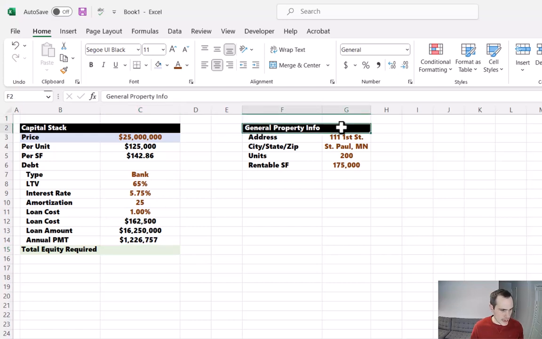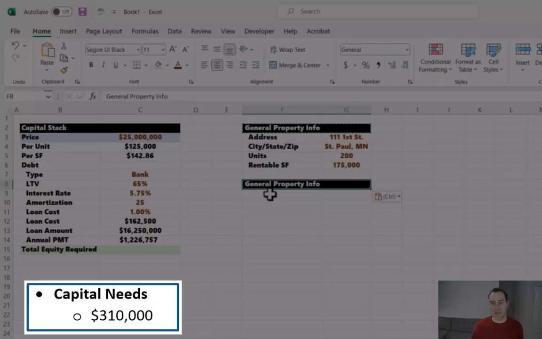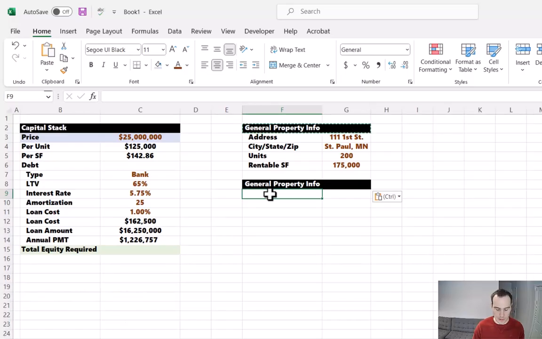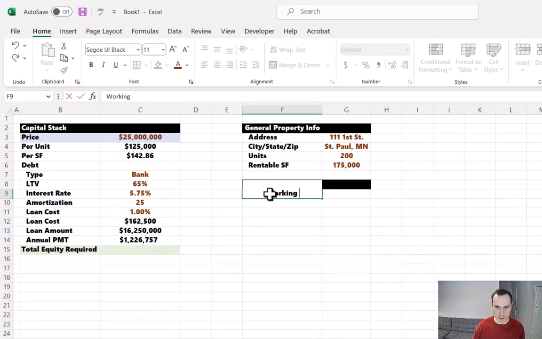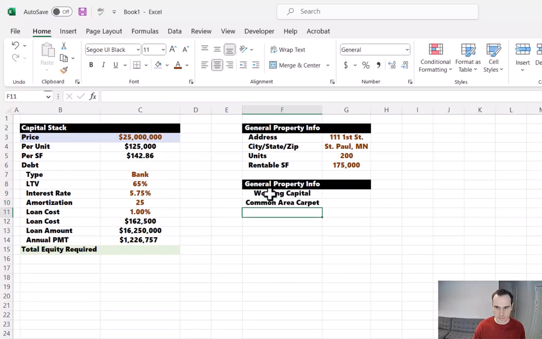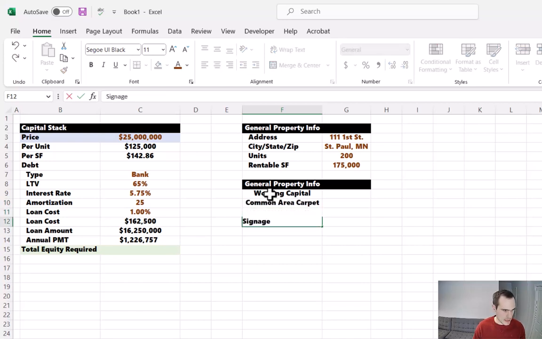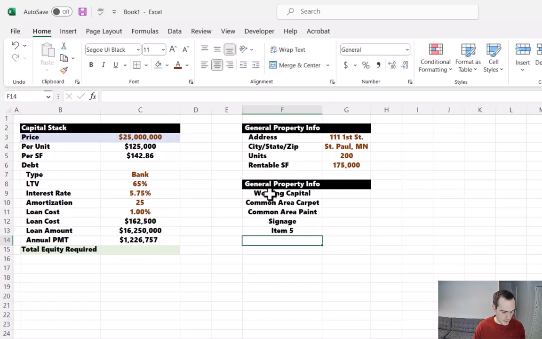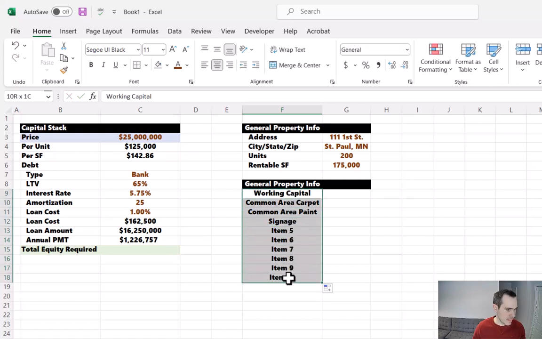Now let's create a CAPEX section. If we recall, we were estimating that there would be approximately $310,000 in CAPEX needs. So I'm just going to start adding some of those capital items we envision spending money on. Working capital, common area carpet, common area paint, and some signage. We've entered in four different items so far, but there may be more.